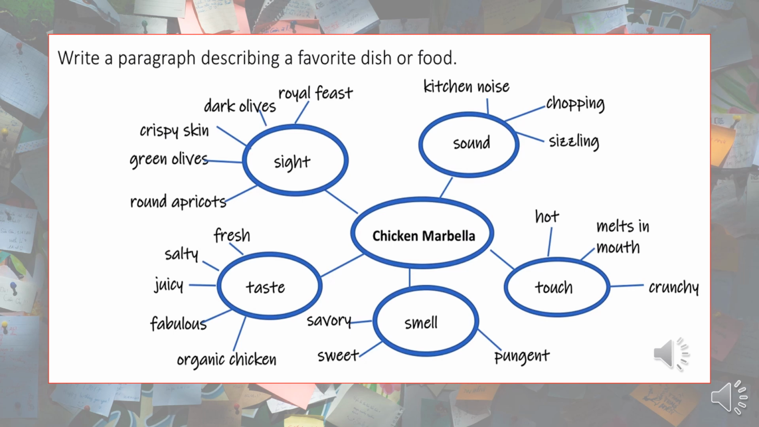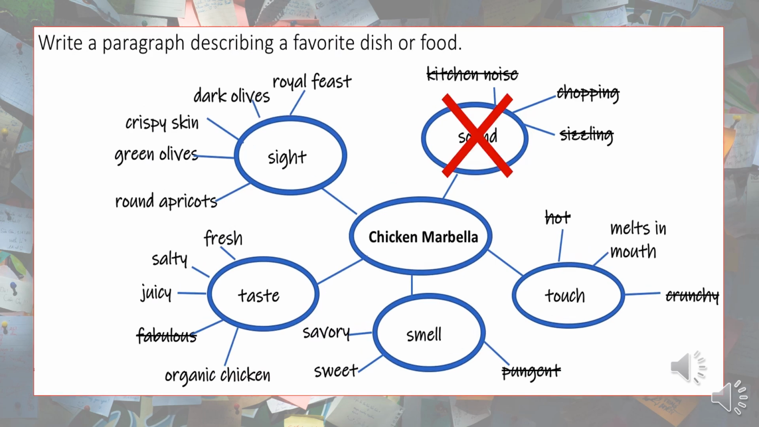After gathering all the points, we can delete the stuff that we don't need. Here probably the sound doesn't matter, and so let's cancel it as a whole. The other ones like hot, crunchy, pungent, fabulous, etc. all this stuff can be canceled. And finally we filter the points. I mean, we shortlist the points for the final writing.